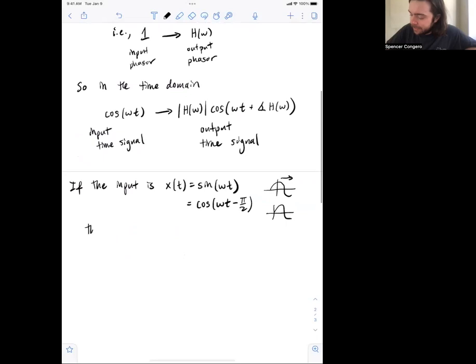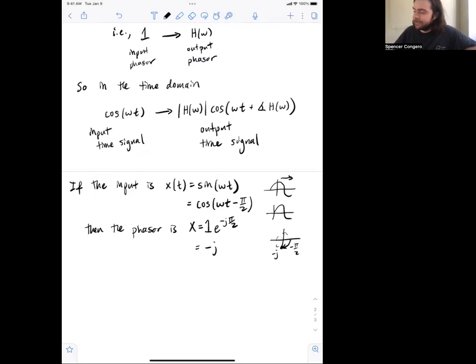So if the input's that, then the input phasor is capital X, and the amplitude is 1, right? Amplitude is 1 right there, times e to the negative j pi over 2. Well, what is e to the negative j pi over 2? That's just a number in polar form on the unit circle, where I go down negative pi over 2 in angle, and I get right there on the unit circle, which is negative j. So this is just negative j. Okay, that's my input phasor.